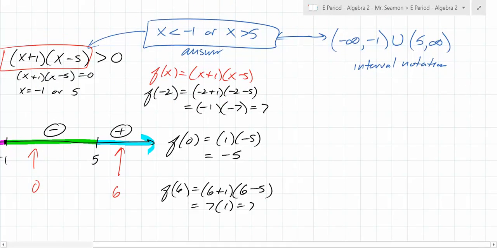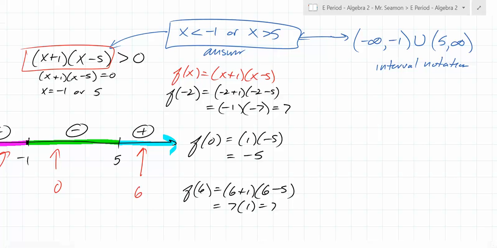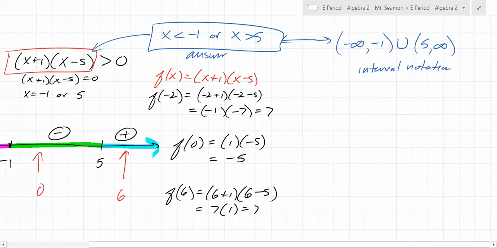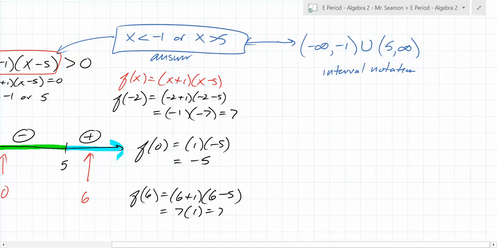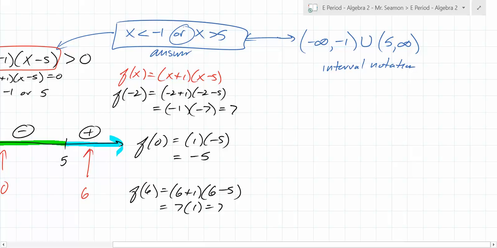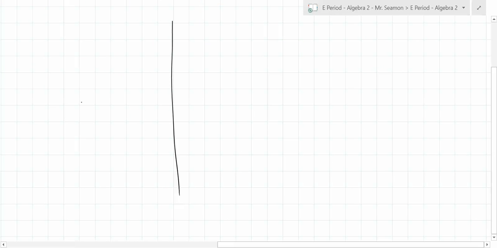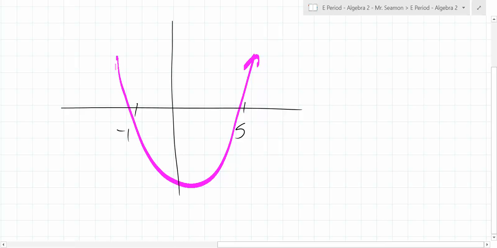How could something be less than -1? It's or. Either one. One or the other. What does this look like when you graph it, everybody? It looks like this. It's -1 and 5. What does this function look like? It looks like this, right?